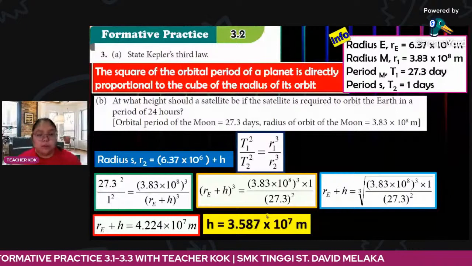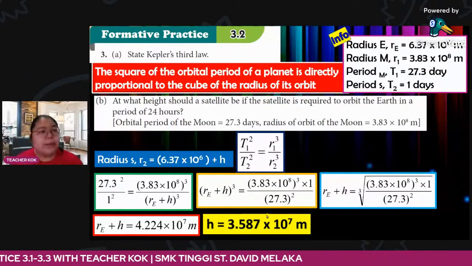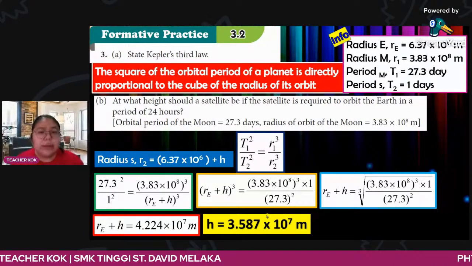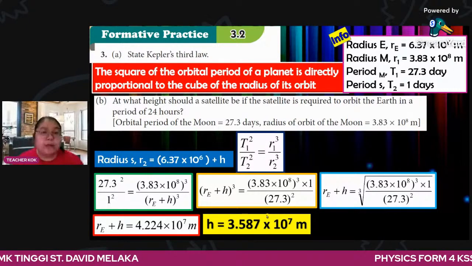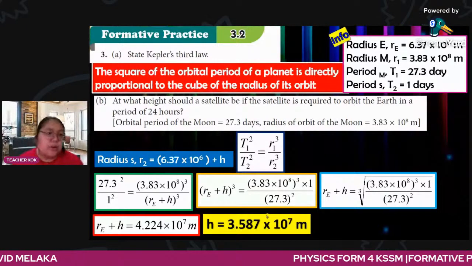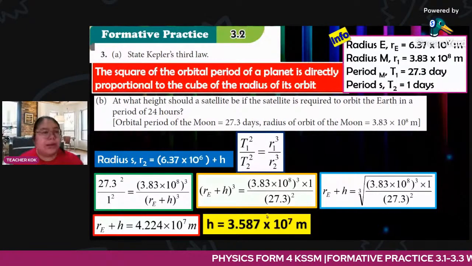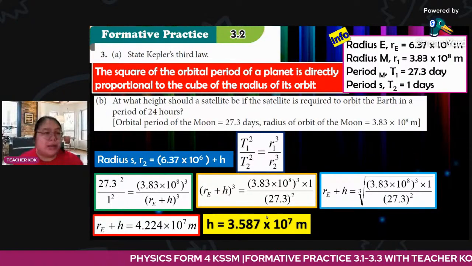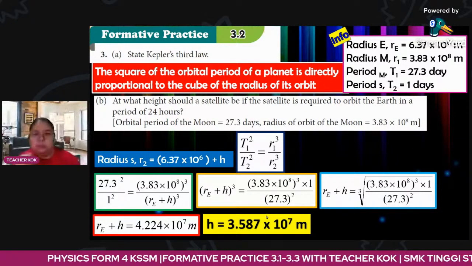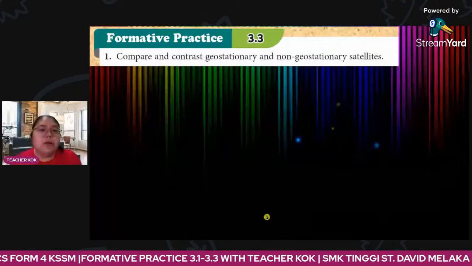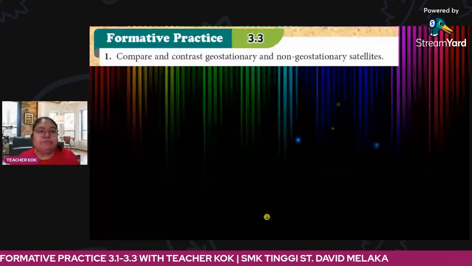Okay, so this one should be the complicated calculations. Students must be careful when they apply Kepler's third law, because there are so many cubes and so many squares. Okay, then this one should be formative 3.3.